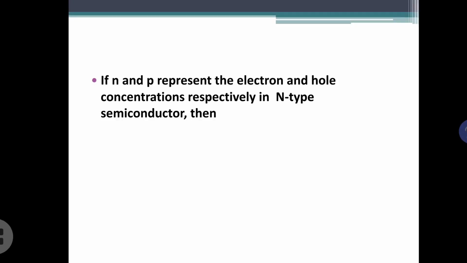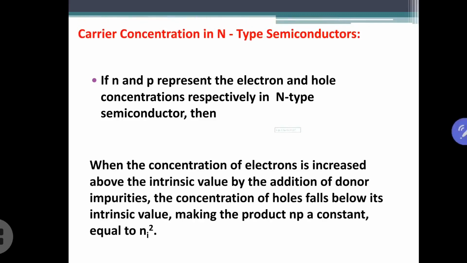Okay, so if N and P represent the electron and hole concentrations in the n-type semiconductor, then the product N into P, that means number of electrons into number of holes, will be equal to Ni squared, where Ni stands for the intrinsic carrier concentration that we mentioned in the case of intrinsic semiconductors. Actually the product Ne into Nh will be the same as Ni squared, that means when you multiply the number of holes and electrons in the case of intrinsic semiconductors, that will be Ni squared only, because their numbers are the same.